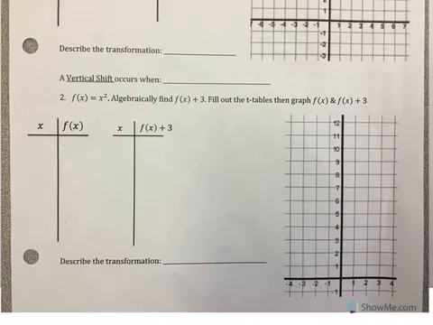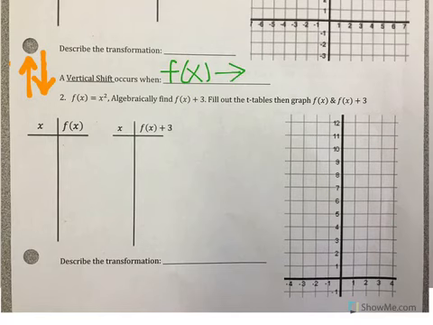Now, our next topic is a vertical shift, which we know that with a vertical shift, our graph is either going to move up or down. So the function notation is that a vertical shift occurs when f of x changes to f of x, and then we have plus k at the very end.